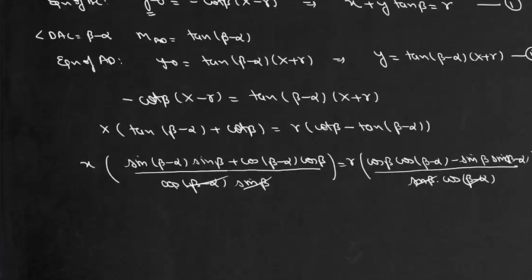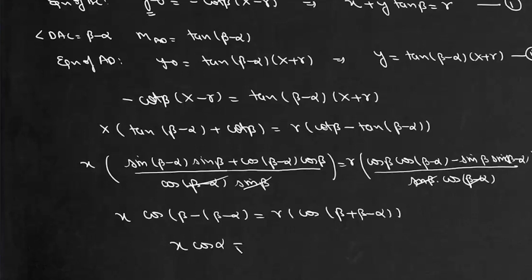Now this is cos A cos B plus sin A sin B. It is cos(A minus B). So it will be simply cos(beta minus alpha), and this is cos A cos B minus sin A sin B. So there will be cos(A plus B). So we can write this is cos(beta plus beta minus alpha). Now this is x cos alpha, and this is r cos(2 beta minus alpha).